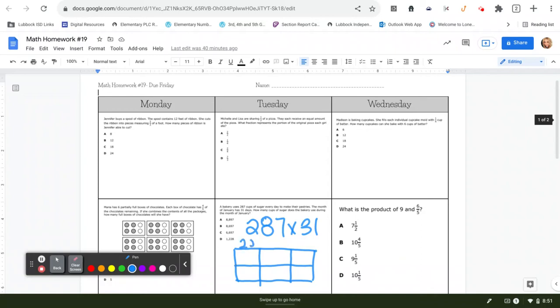So this would be 200 plus 80 plus 7 times 30 plus 1. Let me know if you need any more help on this one.